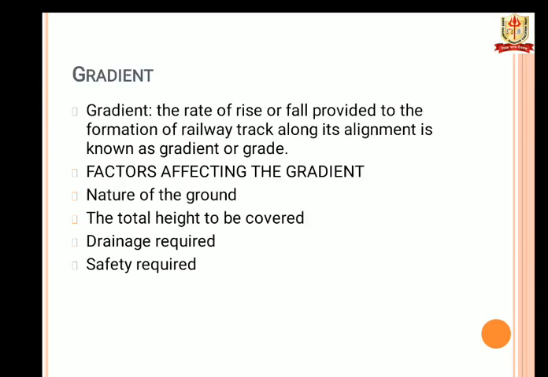Now next is gradient. The rate of rise or fall provided to the formation of railway track along its alignment is known as a gradient or grade. Factors affecting the gradient: various factors affect the selection of gradient. First is nature of ground. Next is the total height to be covered, drainage required, and safety required. These are the factors affecting the selection of gradient.